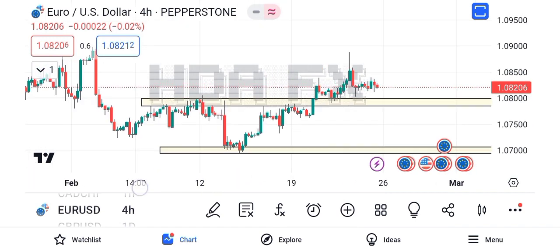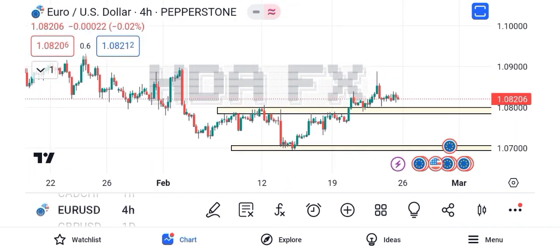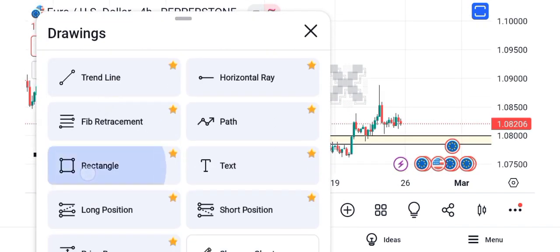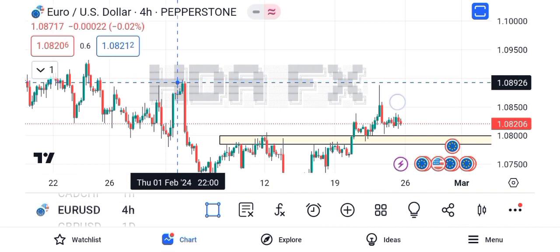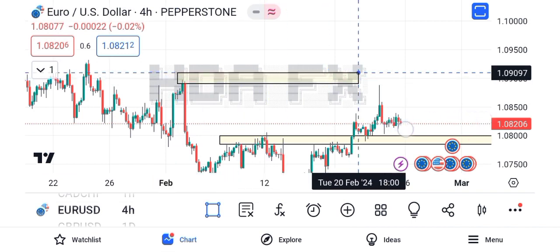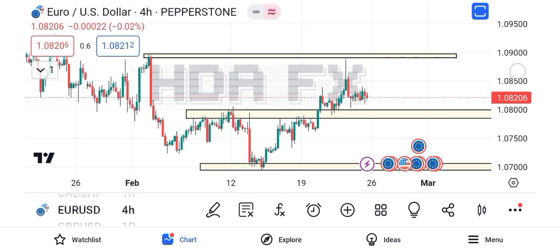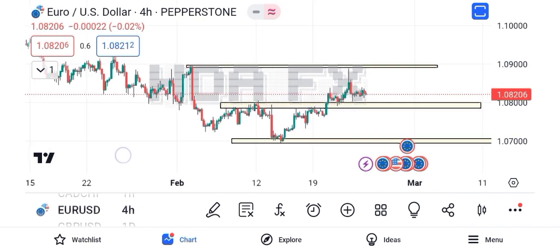Moving down to the 4 hours time frame also, we have another key level here on the 4 hours time frame. We have another key level here on the 4 hours time frame. So now this is what I want to see on EURUSD.